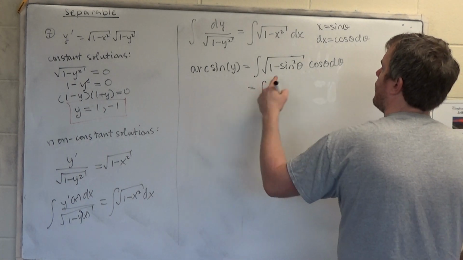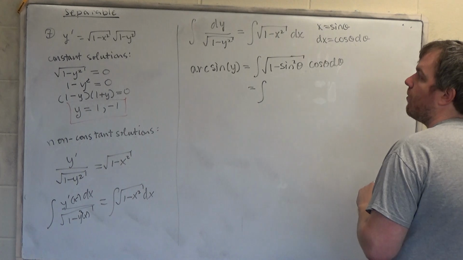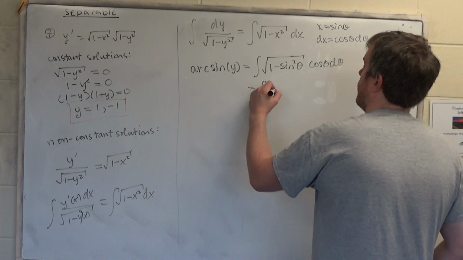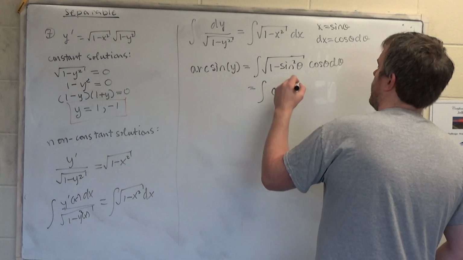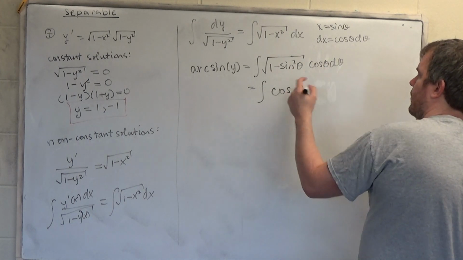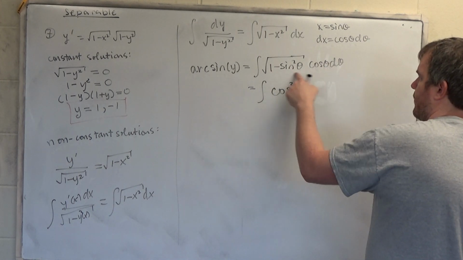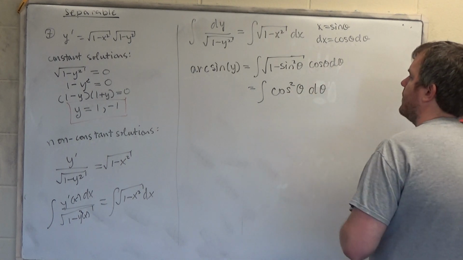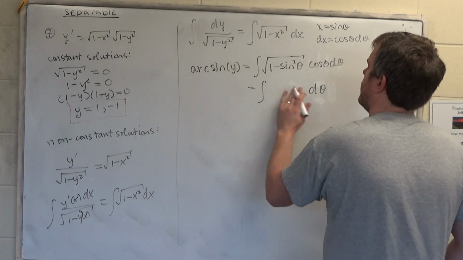And simplifying this, 1 minus sine squared via the Pythagorean theorem is cosine squared. If I take the square root of cosine squared, I'm just left with cosine. Since I have another cosine there, it's cosine theta from this term and then cosine theta from this term. So cosine squared theta d theta. Actually, let me write this a little bit neater.